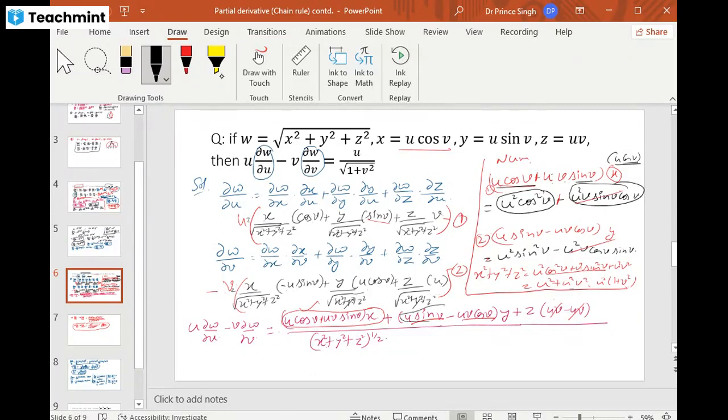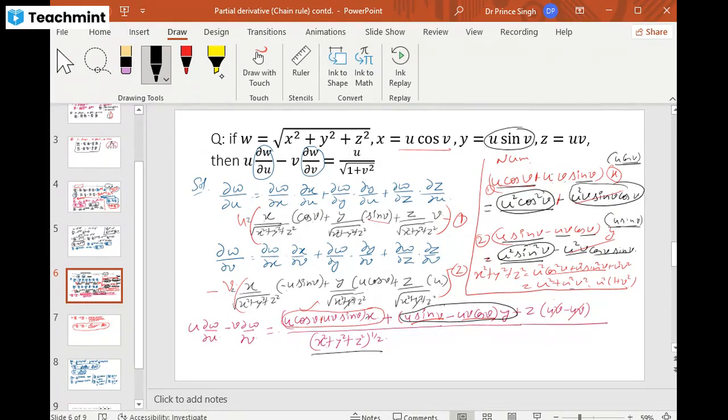And now we consider the second term. This is u sin v minus uv cos v times y. And what is y? y is u sin v. So if I replace y with u sin v, then u sin v into u sin v is u square times sin square v. And here again, uv into u is u square v cos v into sin v. And when we add them, we find that these two terms get cancelled out. So we are left with u square cos square v and u square sin square v. This is about the numerator.